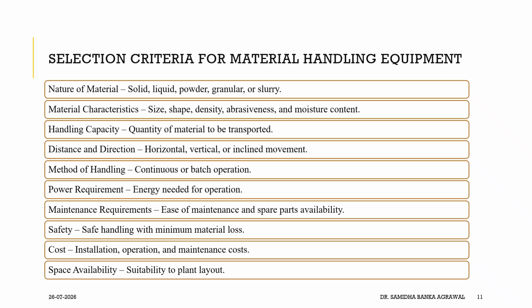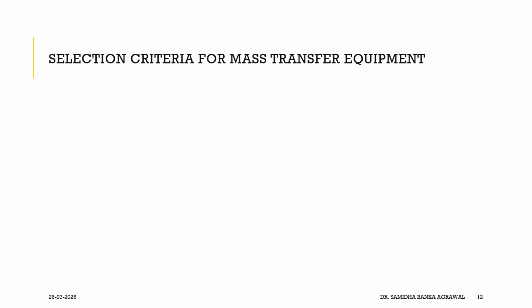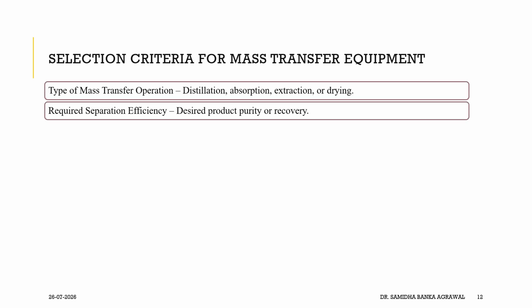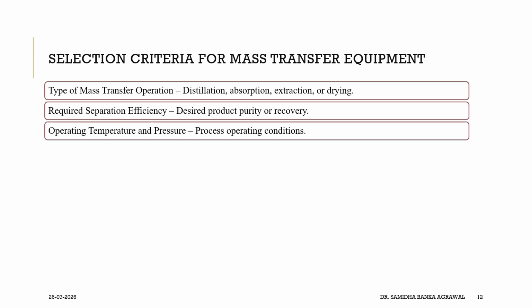Many chemical processes also involve separation of components. So now let us discuss the selection of mass transfer equipment. Mass transfer equipment is used whenever one component is transferred from one phase to another. For example, it includes distillation columns, absorption towers, extraction columns, and drying equipment. The first selection criterion is the type of mass transfer operation being performed. Then you need to look at the required separation efficiency, that is the desired product purity or recovery.